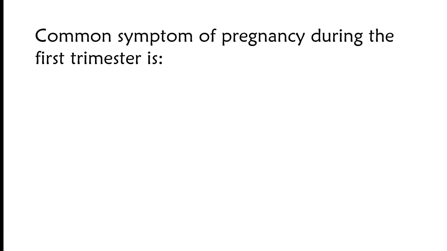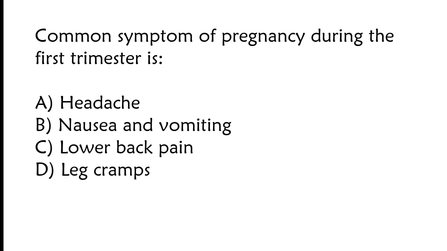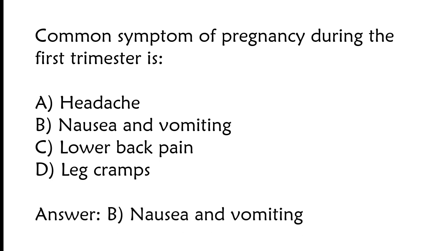A common symptom of pregnancy during the first trimester is: headache, nausea and vomiting, lower back pain, leg cramps. The correct answer is option B, nausea and vomiting.